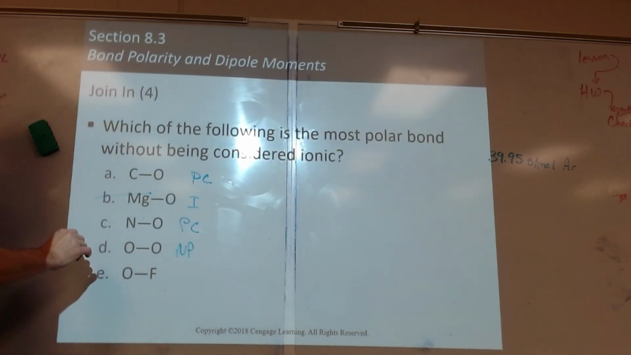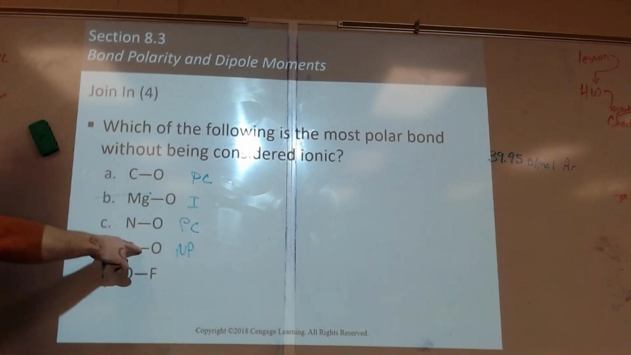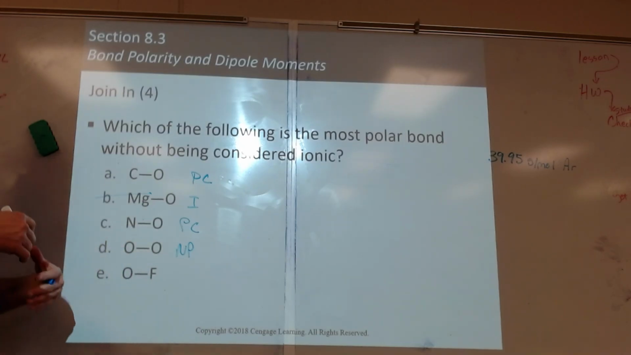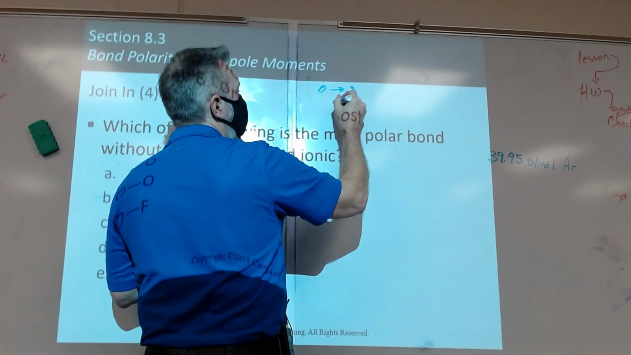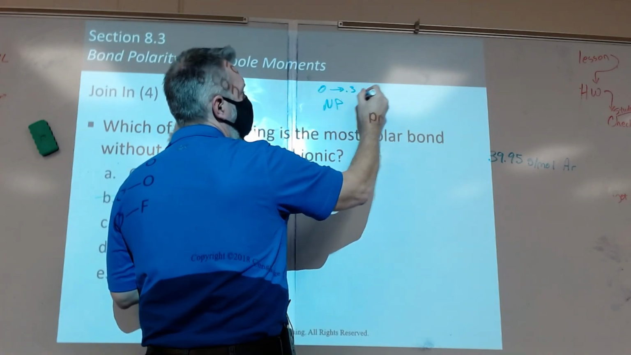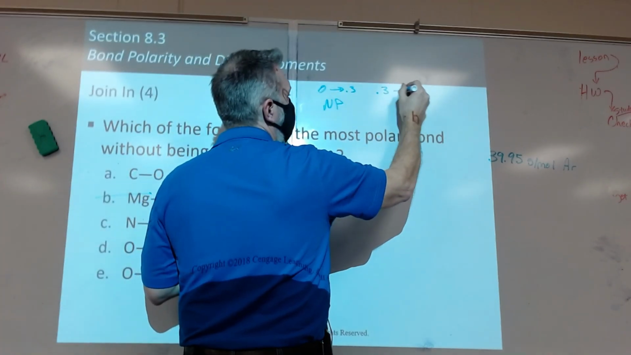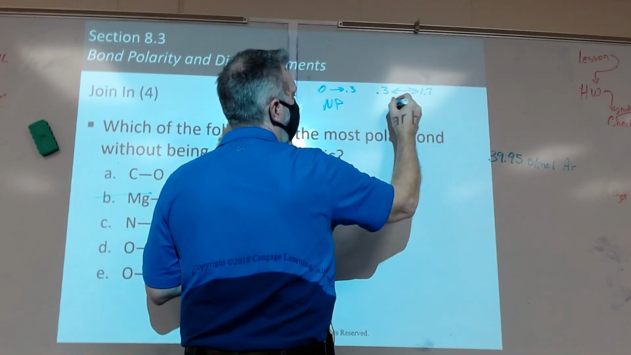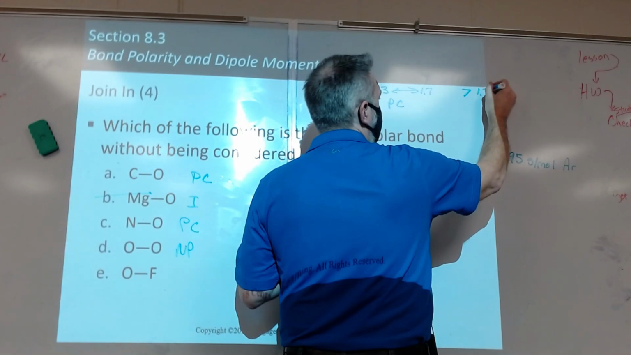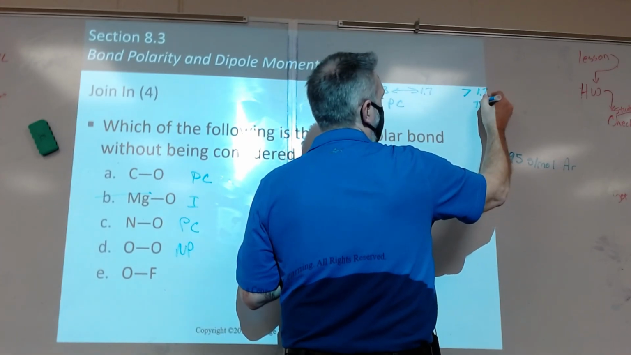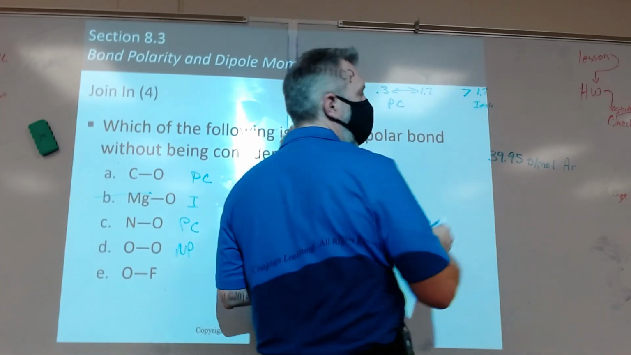Because it's oxygen, so they're equal to each other, right? So the electronegativity difference between a diatomic is going to be 0. If you remember our little list, 0 to 0.3 we're going to call nonpolar, and then 0.3 to 1.7 is polar covalent, and when you get above 1.7, it's ionic. Okay?